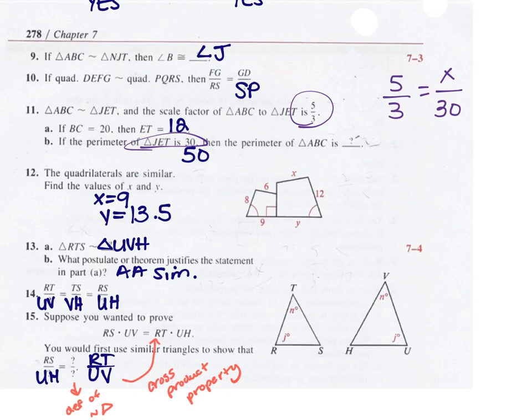Sure. So the ratio of the side length is going to be the same as the perimeters. If I were to add up all three sides that were in the same ratio, it's actually going to be the same as the perimeter. So once you set up your scale factor as 5 to 3, and then you have the perimeter of JET, which was the second or the bottom, that goes in the bottom. So 50 would go in the bottom. Or sorry, 30 would go in the bottom. And then the X goes in the top.